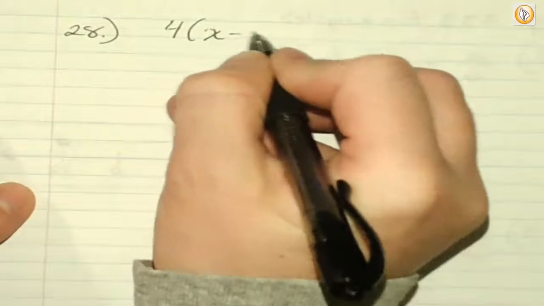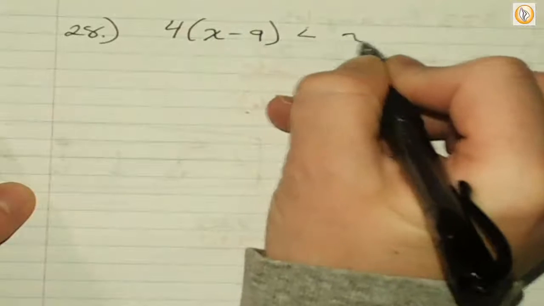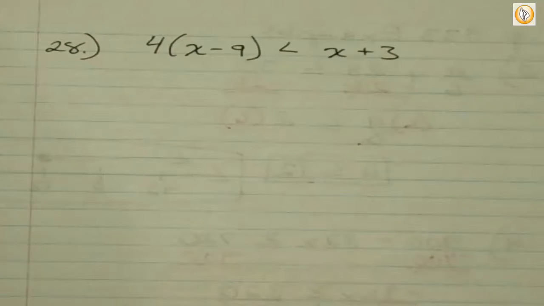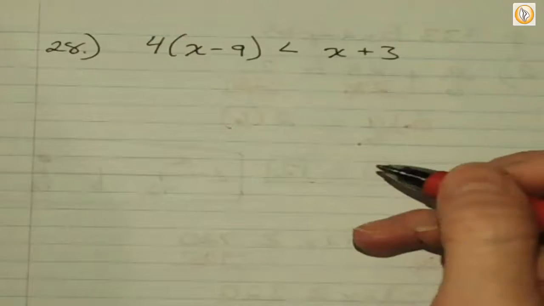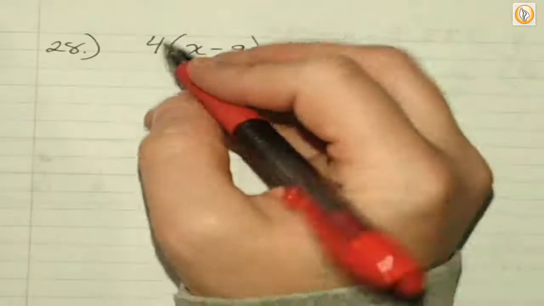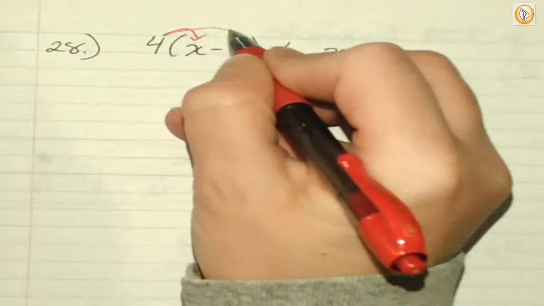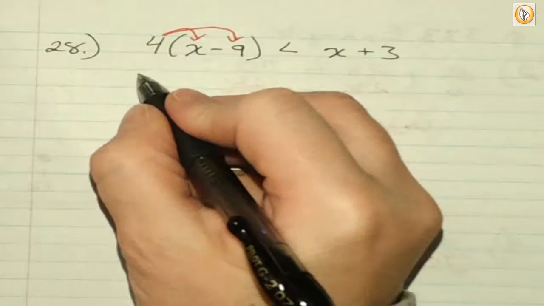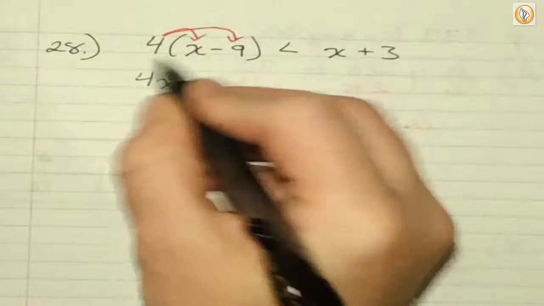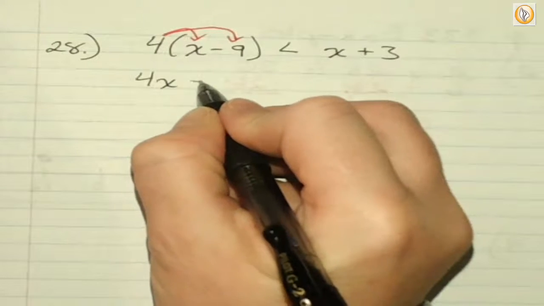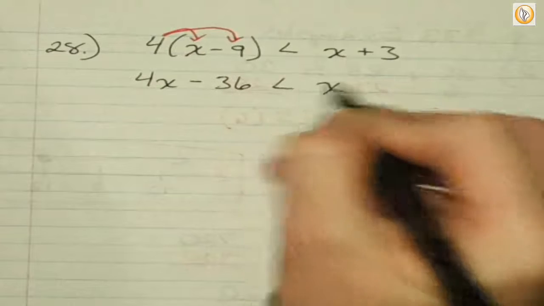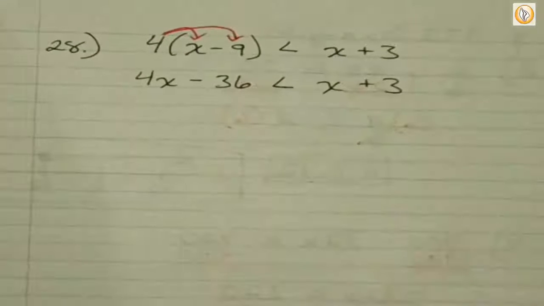4 times x minus 9 is less than x plus 3. Tell me what to do. You have to multiply 4 times x and 4 times negative 9. So what's 4 times x? 4x. What's 4 times negative 9? Negative 36. Less than x plus 3. Now tell me what to do.